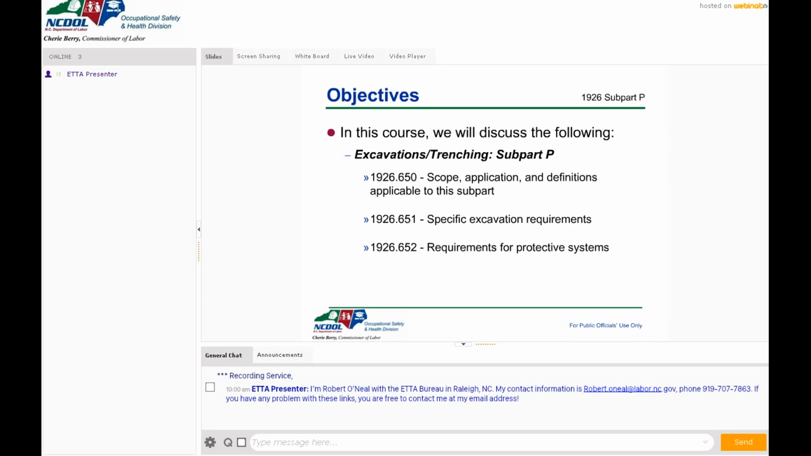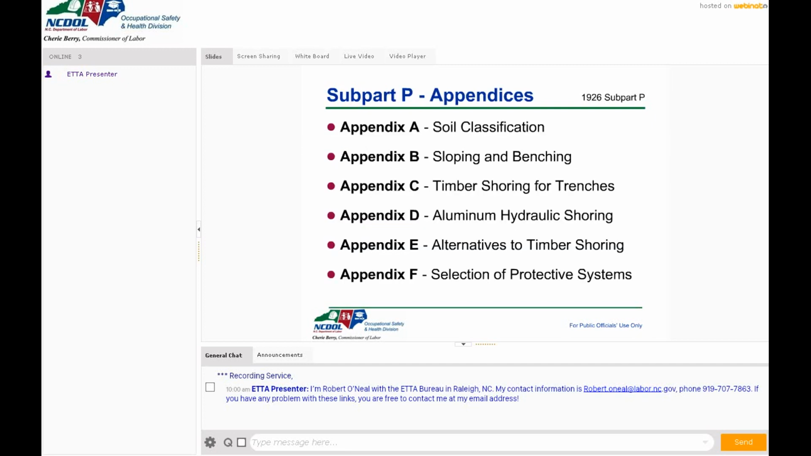We'll go over some specific excavation requirements as well to include a protective system as well. And we have quite a few good photos in here. Now, I do want to point out some appendixes, which are listed in the back of the particular section, which is subpart P. The main thing you need to remember about these is some are mandatory and some are not, but it will specifically state that it's mandatory in the appendix if you have to follow it.